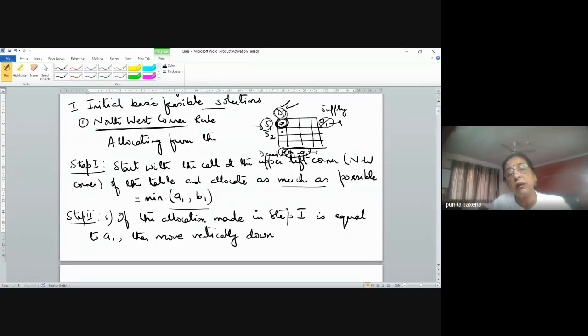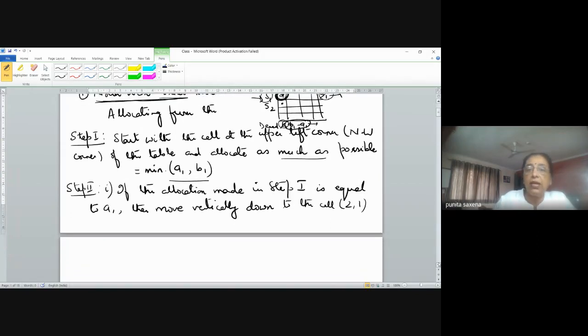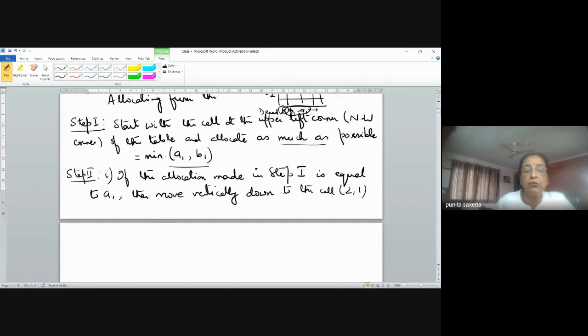The supplies would come from S2, but demands would be met with what? The first destination. Okay, so we move vertically down. Now I'm writing the cell number: cell 2-1, second row, first column, and repeat step number 1 for the next allocation. That means we'll now allocate the minimum of A2 and B1.